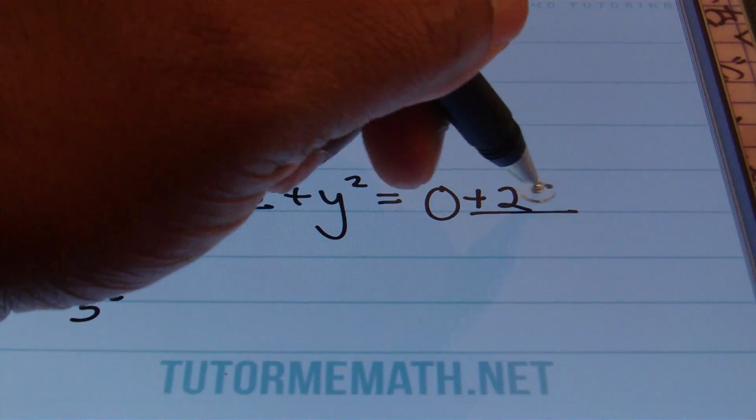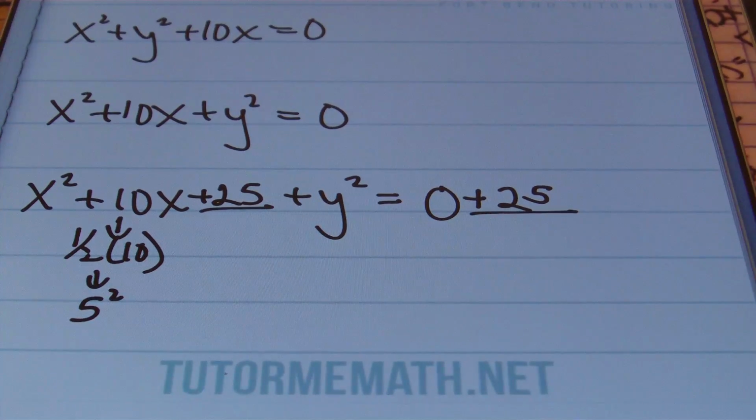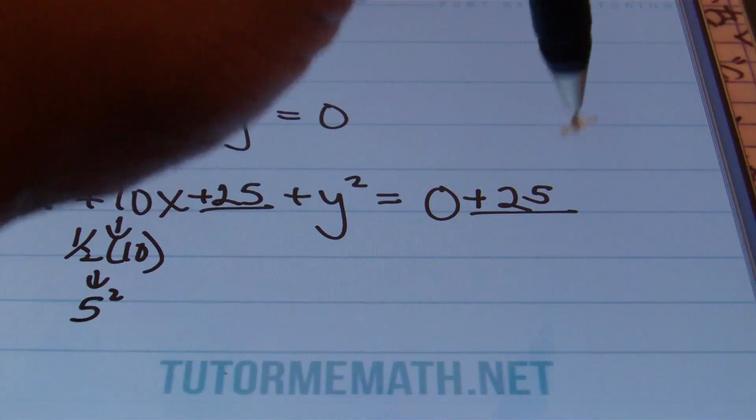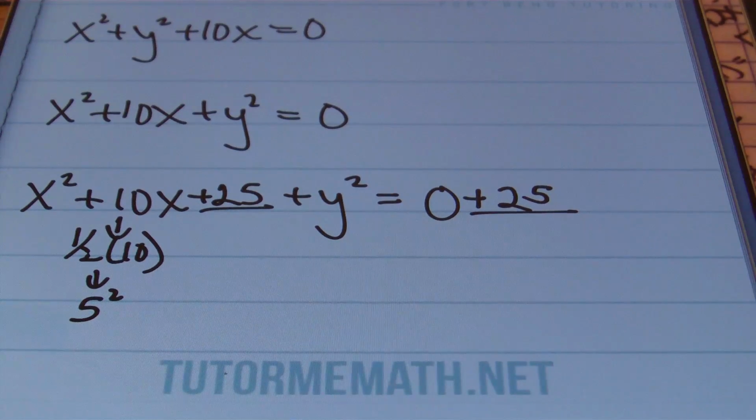And since I'm adding 25 to the left side of the equal sign, I have to add 25 to the right side of the equal sign. We must keep this equation balanced. That's what the equal sign stands for. Everything on the left side of the equal sign has to equal everything on the right side. So if you're going to add 25 to the left side, you gotta add 25 to the right side. Just saying.